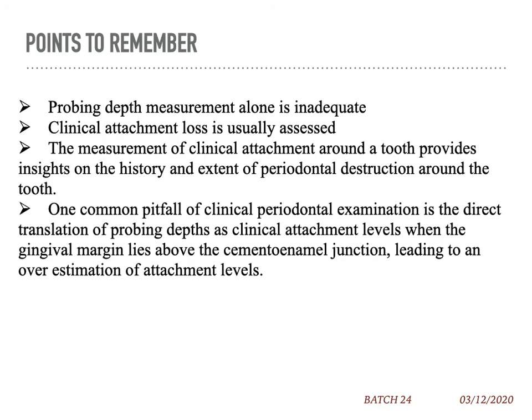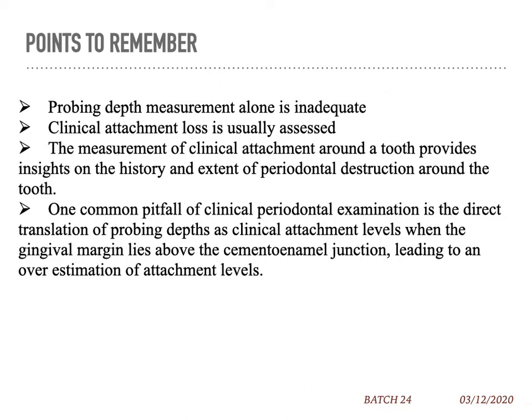So the point to be remembered for chronic periodontitis is that probing depth measurement alone will not determine that there is chronic periodontitis. You have to identify the clinical attachment loss in the patient to identify it as chronic periodontitis. I already told during the definition that it is the amount of attachment loss, not the amount of pocket depth. So the measurement of clinical attachment level around the tooth provides insight into the history and extent of periodontal destruction around the tooth.